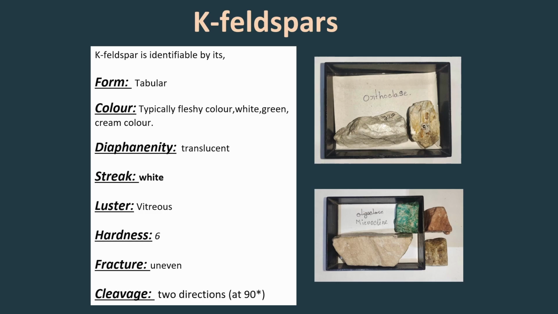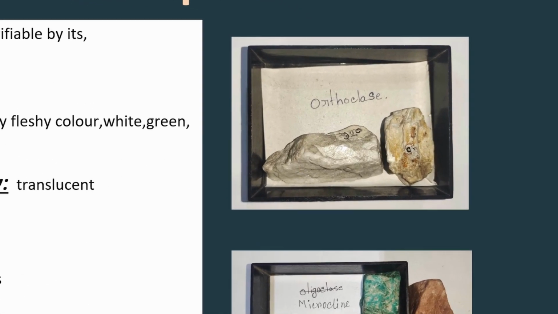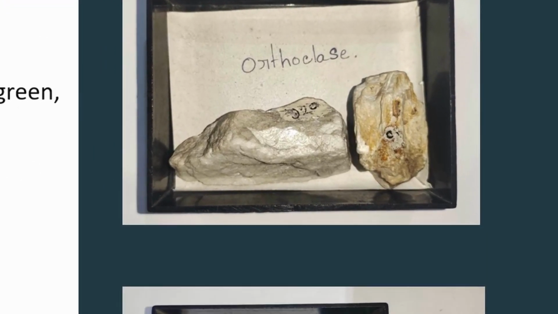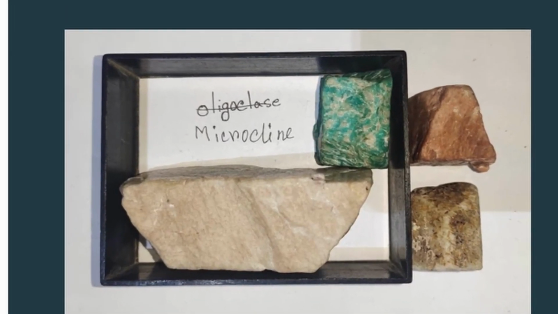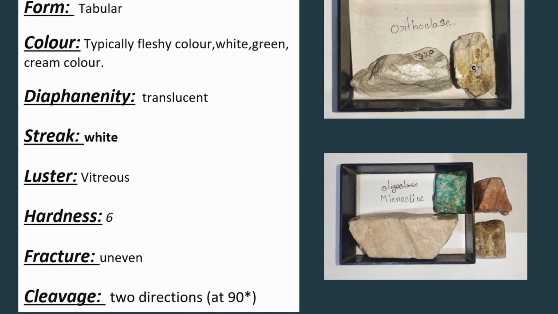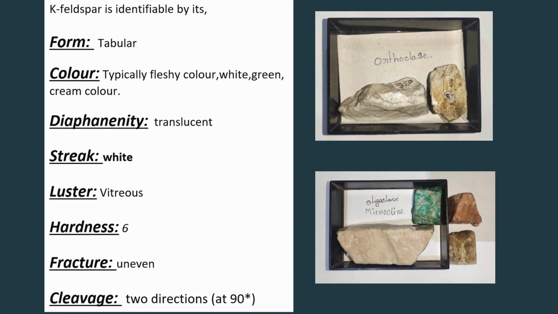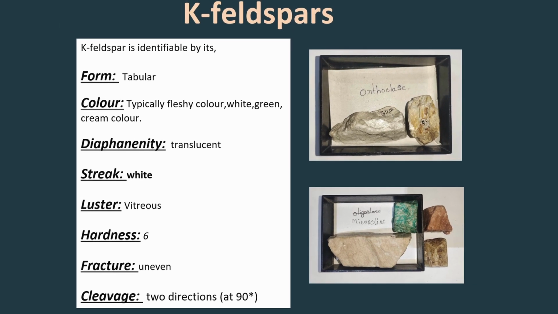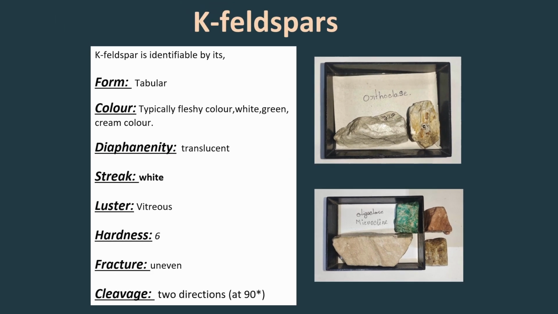You can identify potash feldspar by its tabular form. Its color can be typically fleshy color or white, green or cream color. Its diaphanity is translucent. Here diaphanity means degree of transparency. Its streak is white. Streak is the color of mineral when it is powdered.